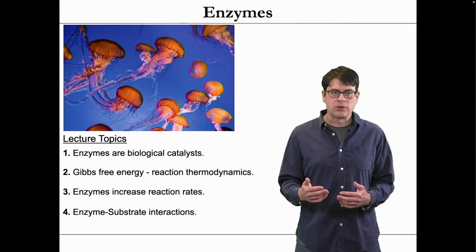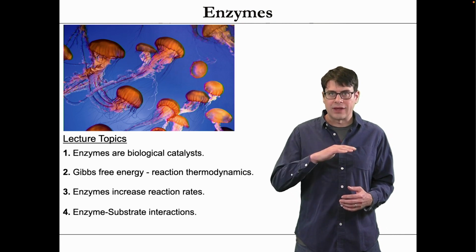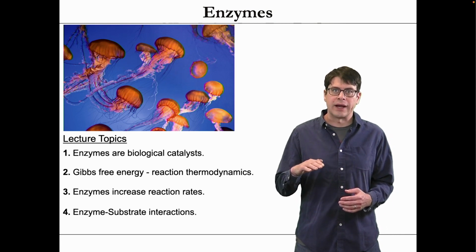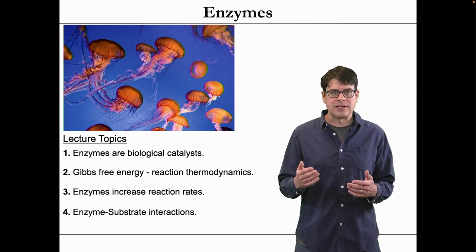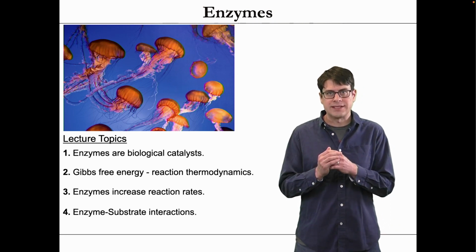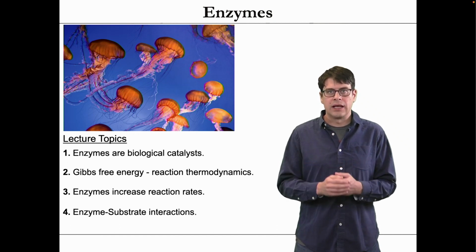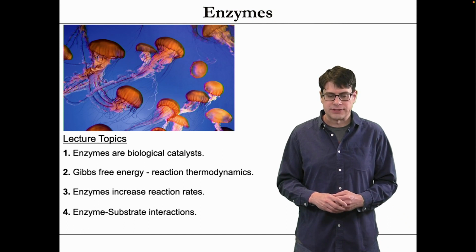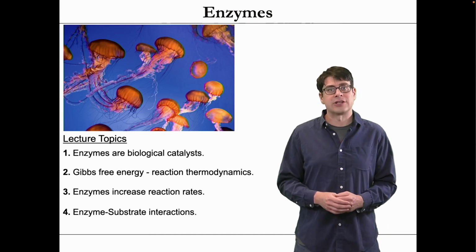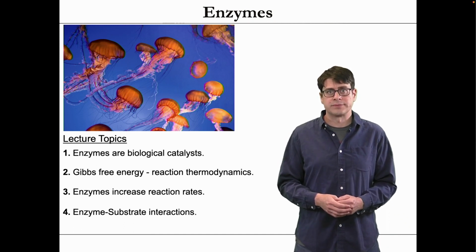So we'll start with a quick discussion on thermodynamics of chemical reactions, including a discussion of Gibbs free energy. Then we'll talk about how enzymes are able to increase the reaction rate of these chemical reactions. And then we'll end with talking about how enzymes are able to interact with substrates and how this leads to that increased reaction rate in these biological reactions. So let's get started. Lecture number 7, enzymes.